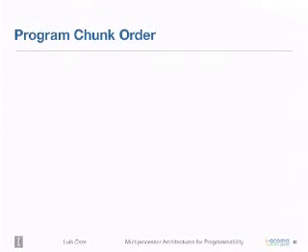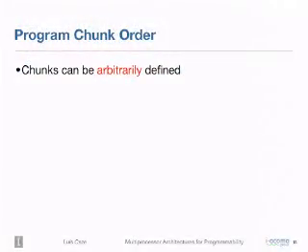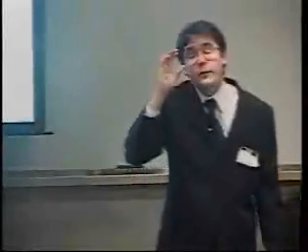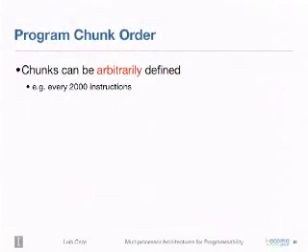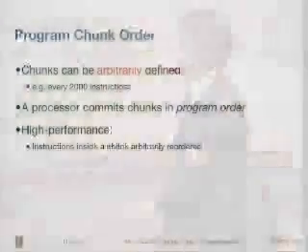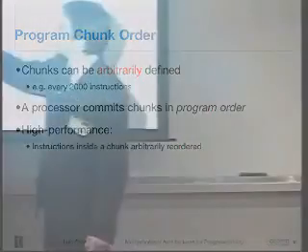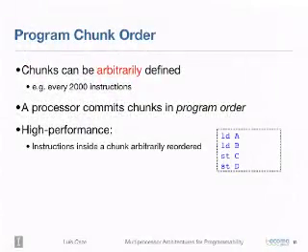Now that we know how these chunks are operated with Bulk, let's look at the two aspects of sequential consistency again. First is program chunk order. In the case of sequential consistency, the chunks can be arbitrarily defined from the dynamic instruction stream. For example, every 2,000 instructions. So you divide a chunk every 2,000 instructions, and a processor commits chunks in program order. This is very important. You have to preserve program order of chunks, and so you have to commit them in order. The reason this allows high performance is because instructions inside the chunk can be arbitrarily reordered by the processor to achieve high performance.